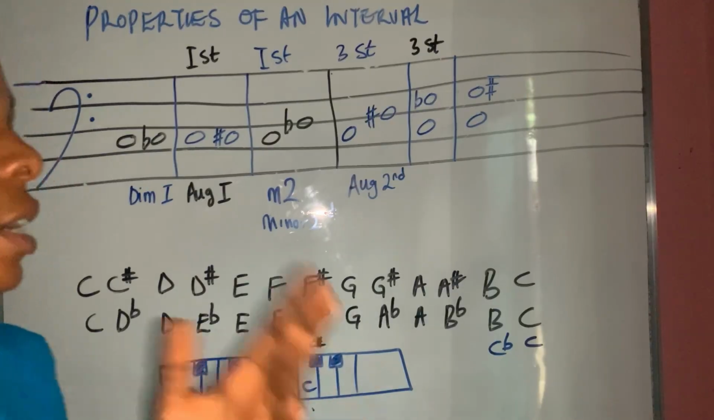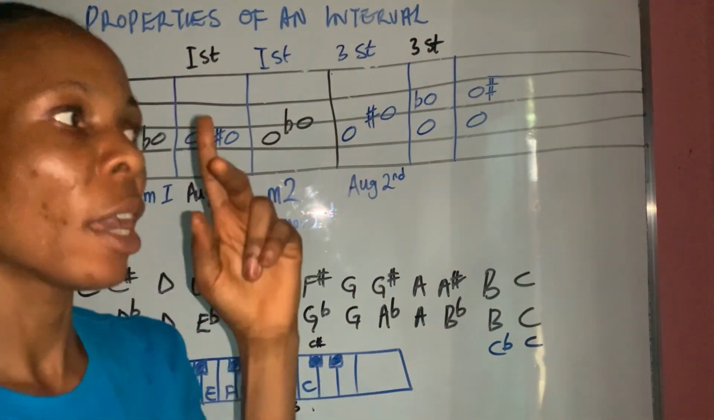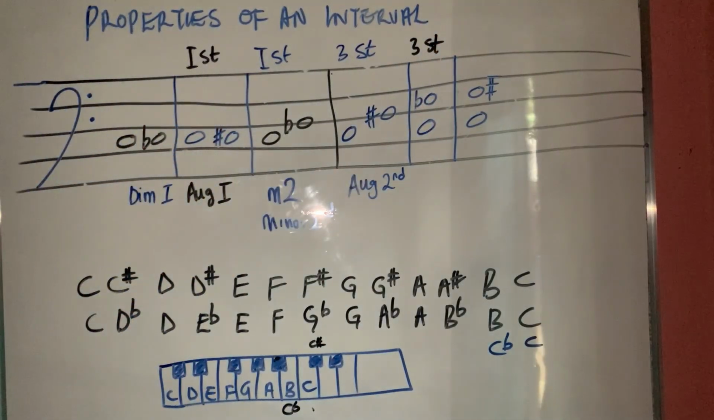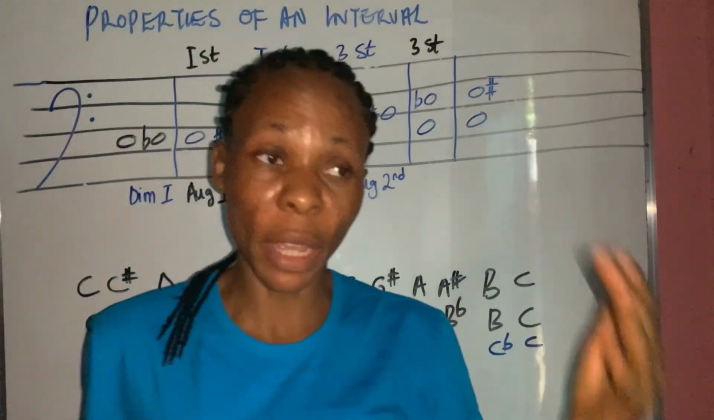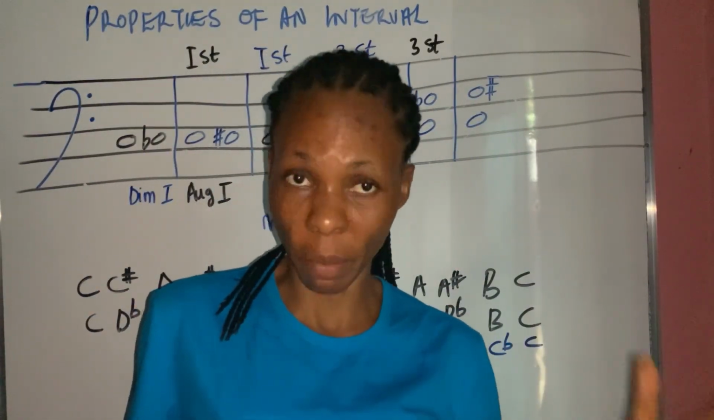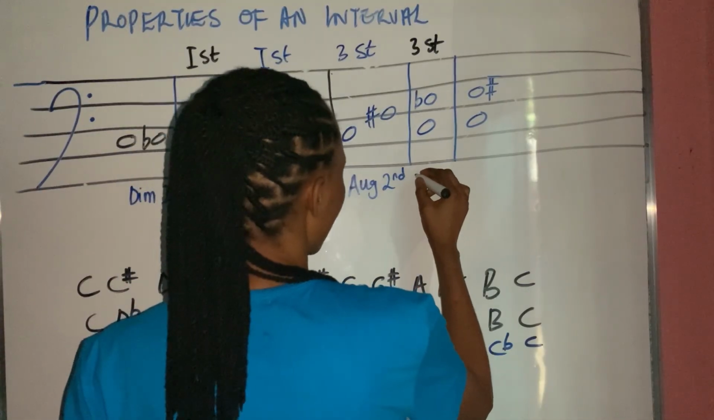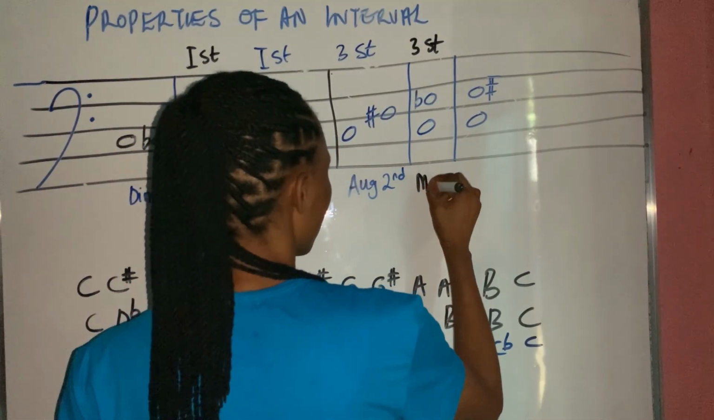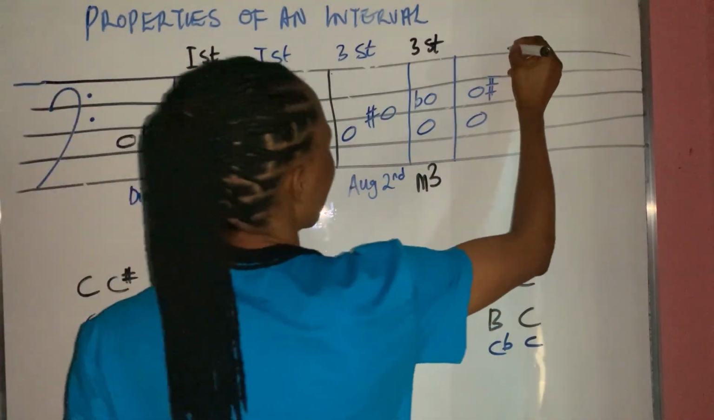What type of third? Now, when it involves 4 semitones, we call it a major third. Now, these 3 semitones is called a minor third. When major is decreased, it becomes minor. Now, 3 semitones involved is called minor third.